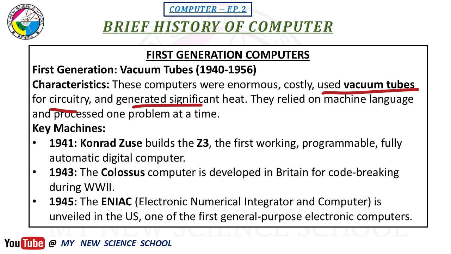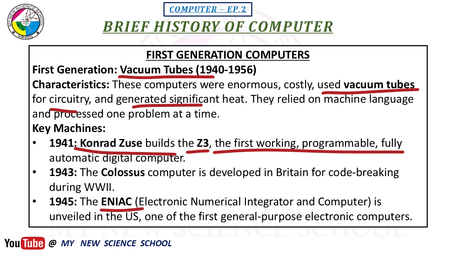Examples of these computers include Konrad Zuse, who built the Z3 computer. These are some features of this computer. And we have the notable one, ENIAC, Electronic Numerical Integrator and Computer, which was unveiled in the US, one of the first general purpose computers. The technology used then was the vacuum tube.